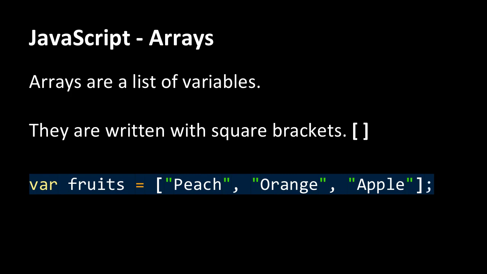Does that answer your question? Okay, good. So arrays are a list of variables. They're written with square brackets, as we saw.